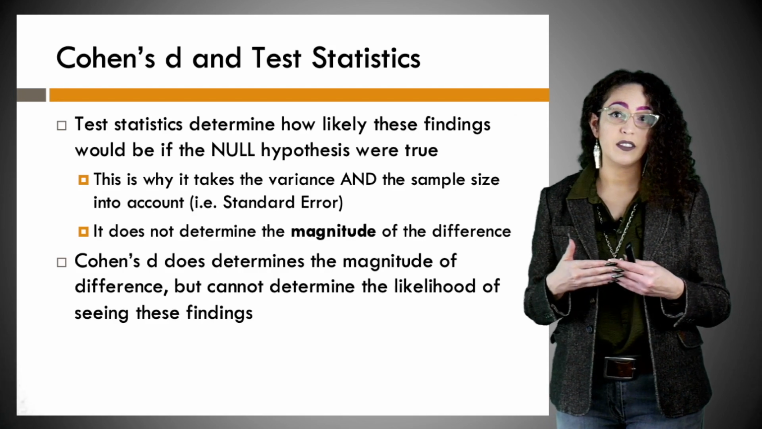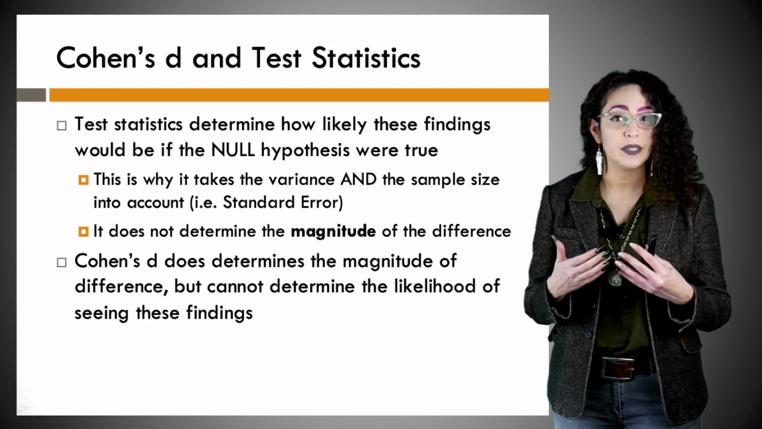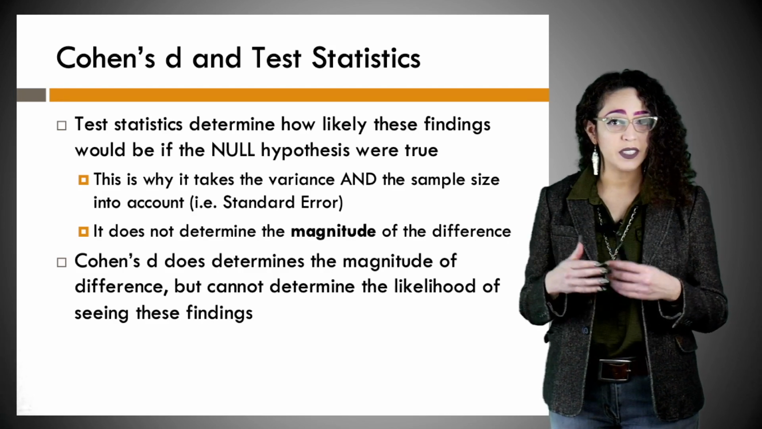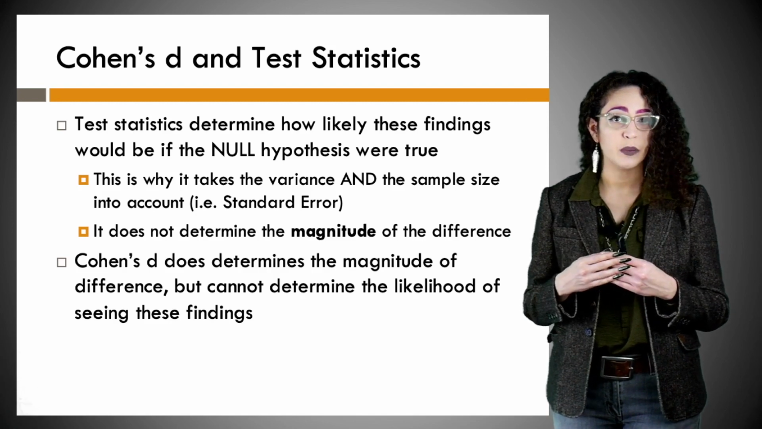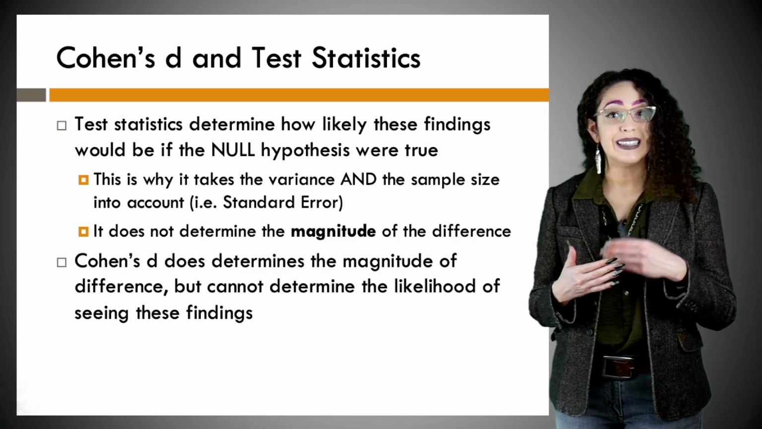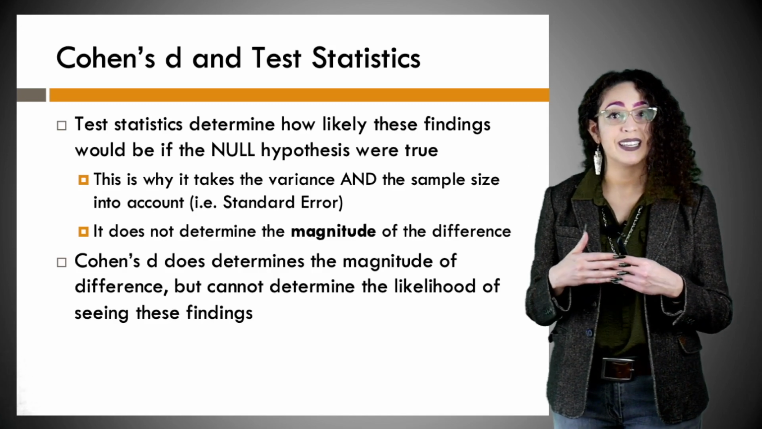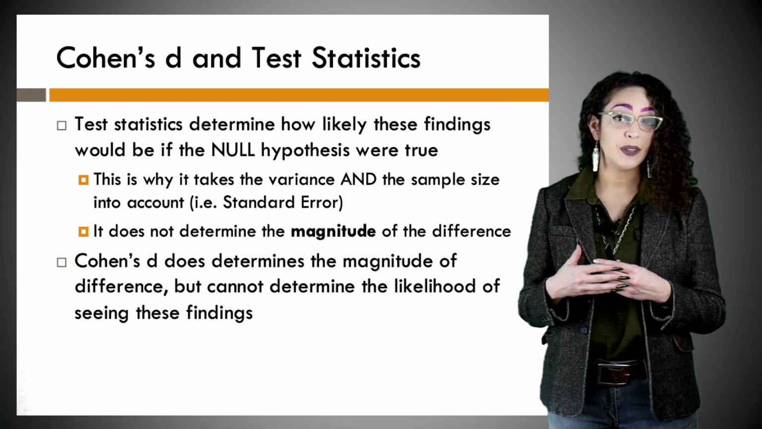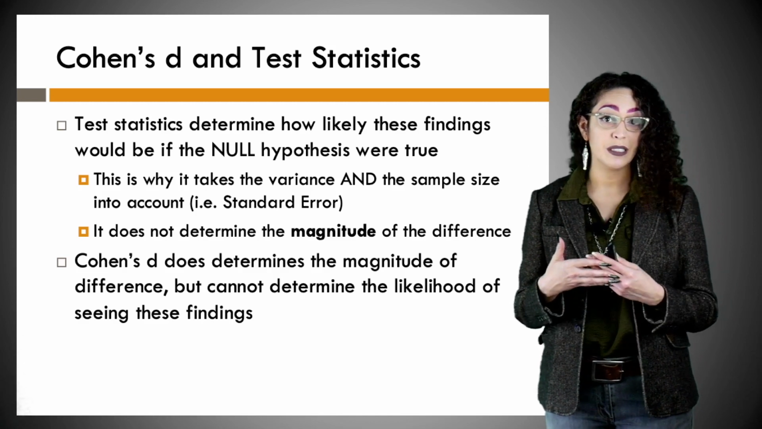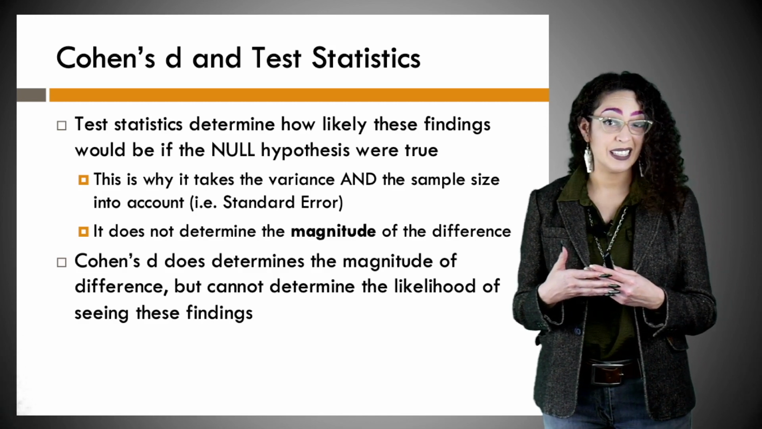This is why it takes into account variance and sample size in the form of standard error. It does not determine the magnitude of difference between the two. Cohen's d does determine the magnitude of difference, but cannot determine the likelihood of seeing those findings. So even if you got a really big Cohen's d, your results might be statistically insignificant.